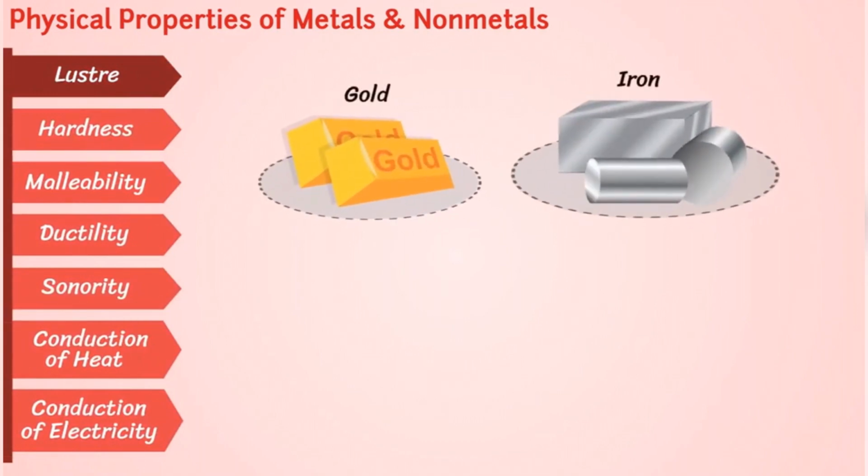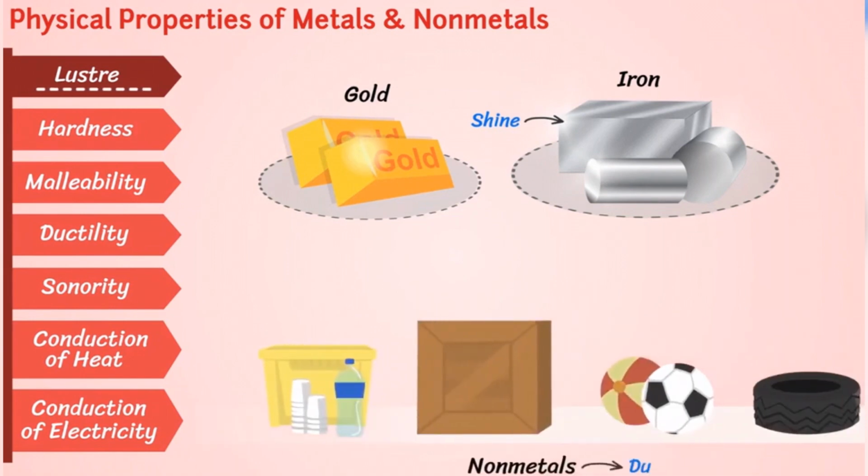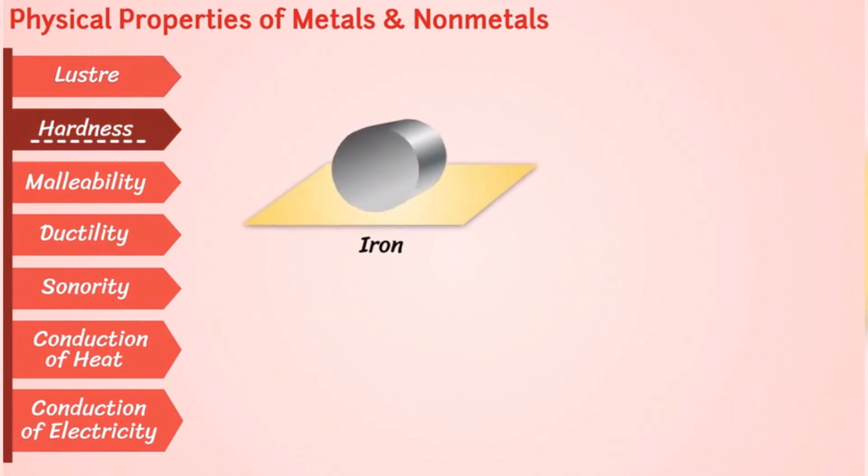The first one is luster. Luster means shining. As you can see, gold and iron can shine. That is because metals can shine. But when we go to non-metals, they are dull. They cannot shine, or they do not shine. For example, if you check a ball. Let's go to hardness.